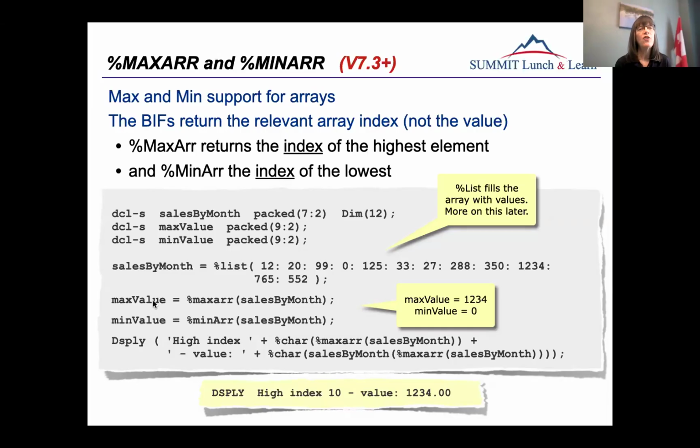But the point of this chart is to say, which element contains the maximum value? Not what is the maximum value, but which element contains the maximum value. Then I can use, for example, a display like this, and display something like, okay, the high index is 10, and the value of that is 1, 2, 3, 4. If we were to count down, we would see that 1, 2, 3, 4 is the 10th value in the element. But we use that by using the index from max array.